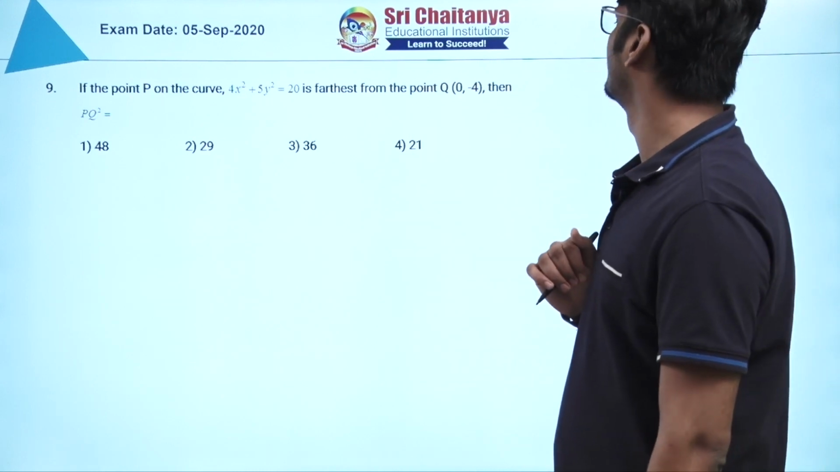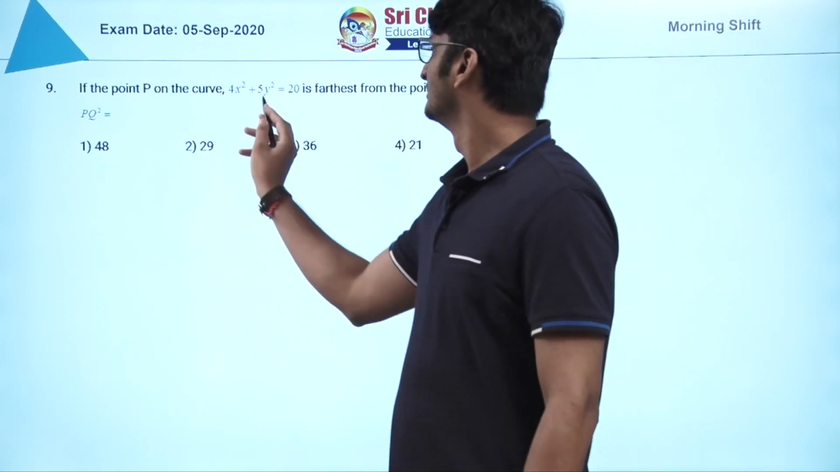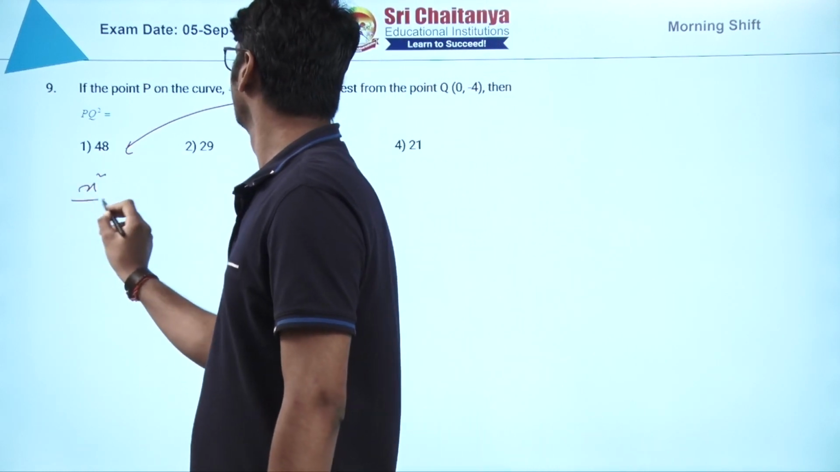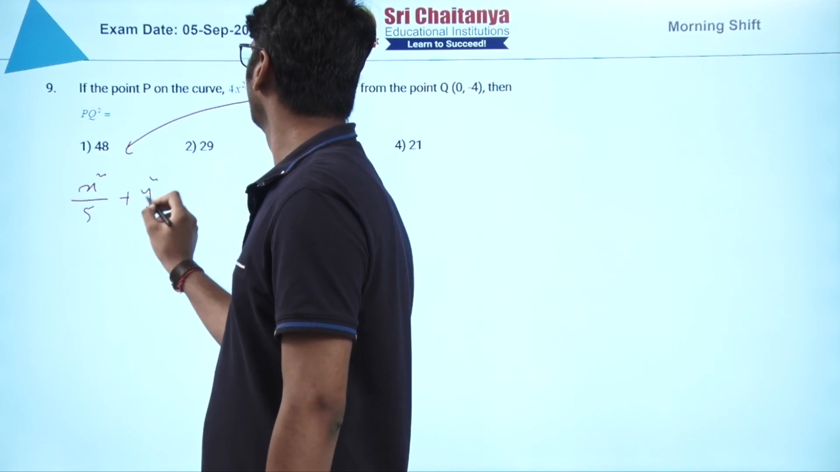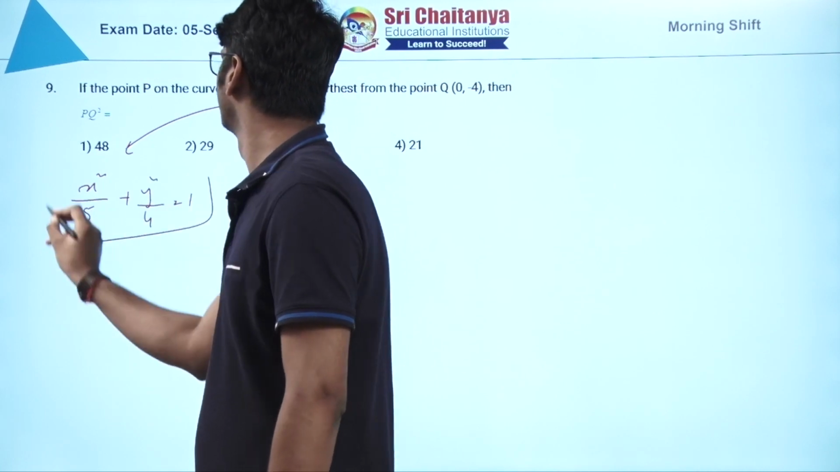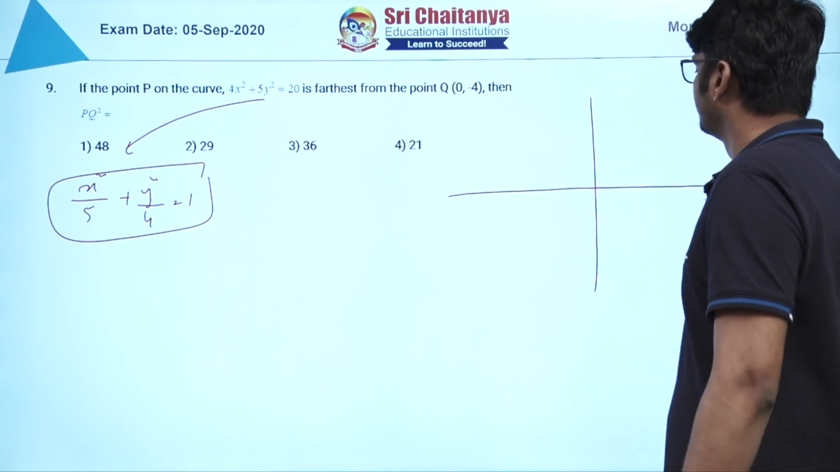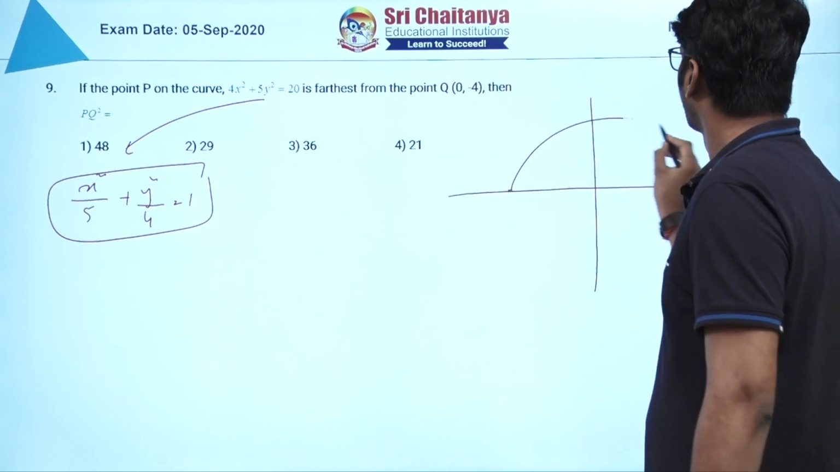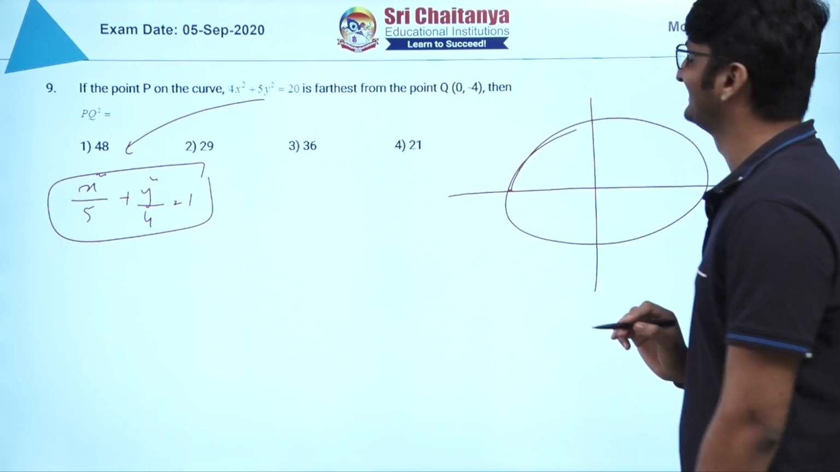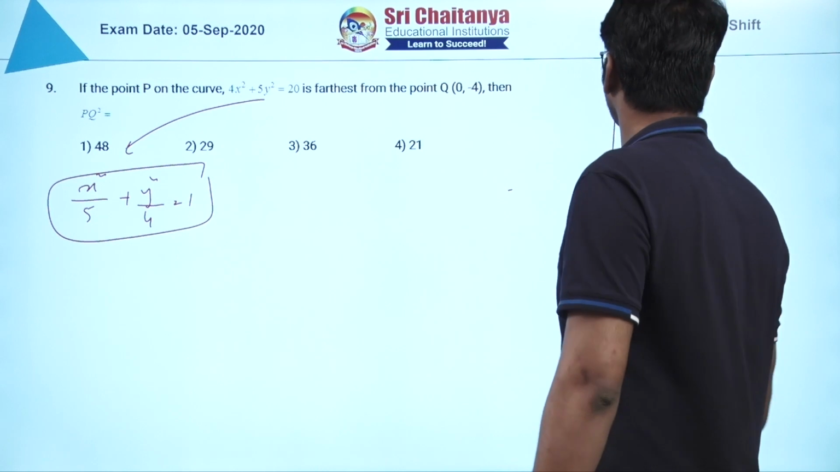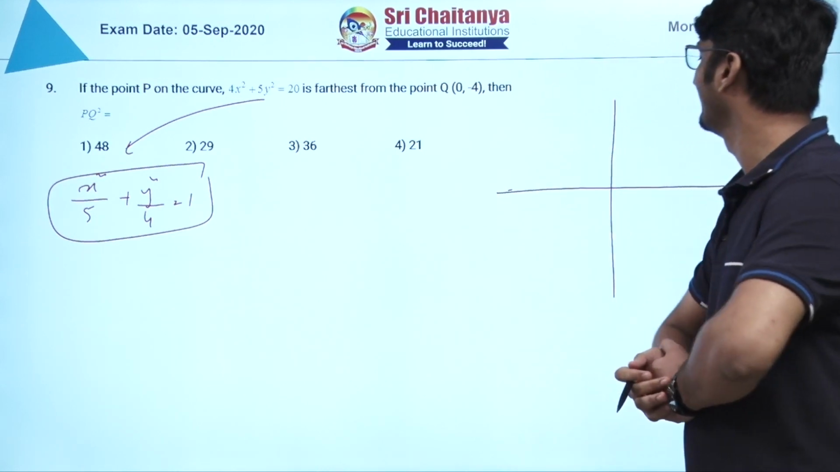This question is from the chapter ellipse. This is a vertical ellipse. Let me write it down, x square by 5 plus y square by 4 is equal to 1. Can you make the diagram? Like this, it is an ellipse. Let me make a proper diagram.